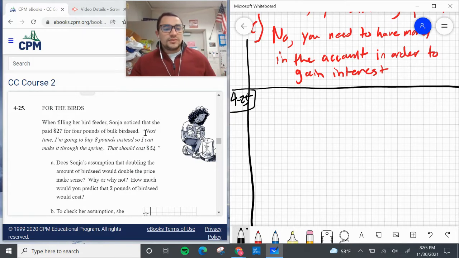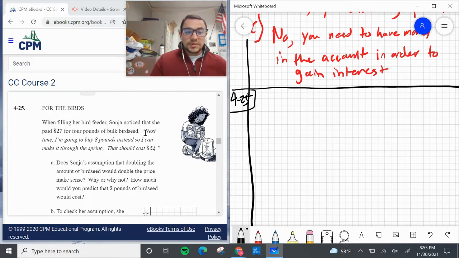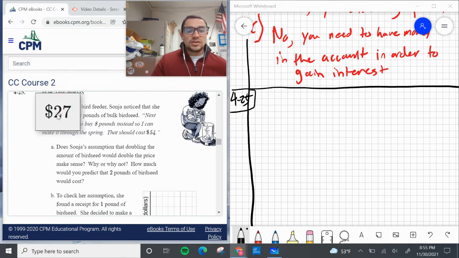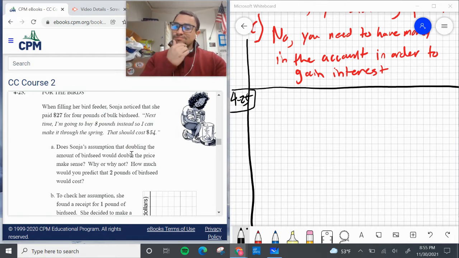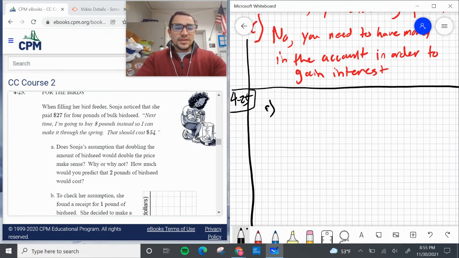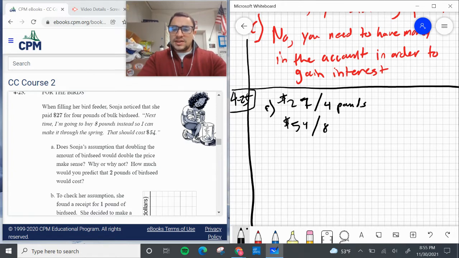4-25. When filling her bird feeder, Sonia noticed that she paid $27 for 4 pounds of bulk birdseed. Next time, she's going to buy 8 pounds instead so she can make it through the spring. That should cost $54. Does that sound right? Excuse my microphone, hopefully. Yeah, so let's go with A. So let's go with $27 for 4 pounds and $54 for 8 pounds.